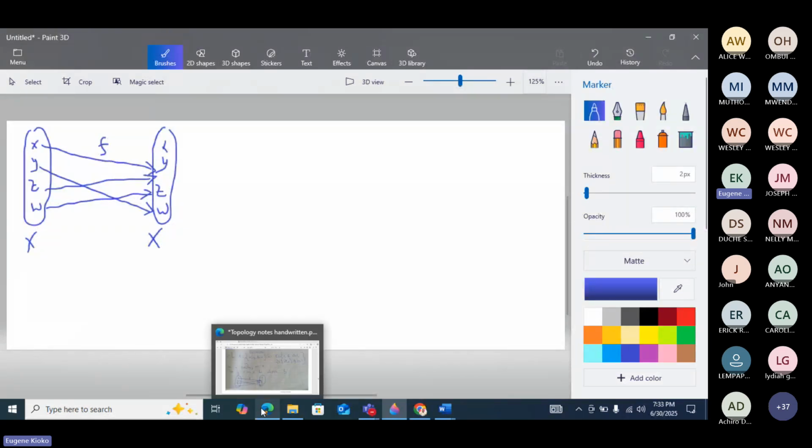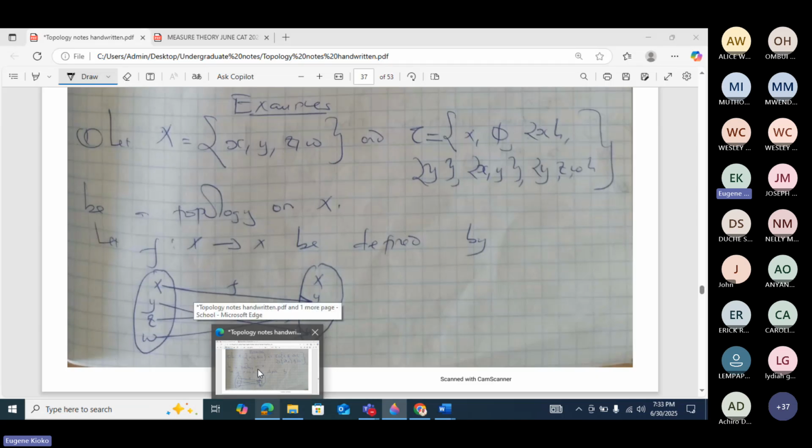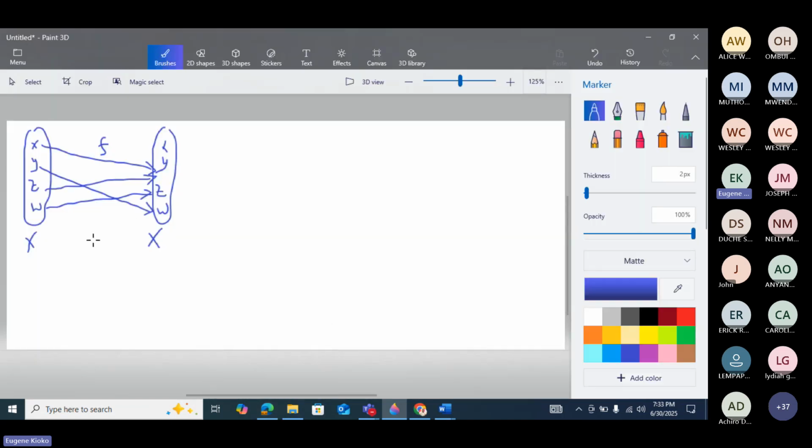Then of course we have the topology, which is given by empty set, x, y, x, y, and x, y, z, w.